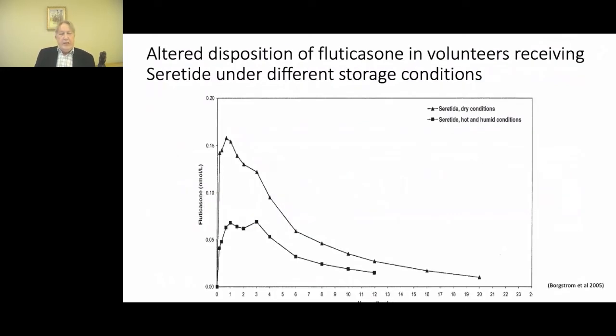In this same study, they took well-stored Seretide and poorly stored Seretide, as they represented in the prior slide. I believe this was 30 normal volunteers, in a crossover randomized study. What you can see is the blood levels of fluticasone, which are going to be a pretty good estimate of lung delivery, are much higher when the Seretide is administered to these patients when it's stored properly.